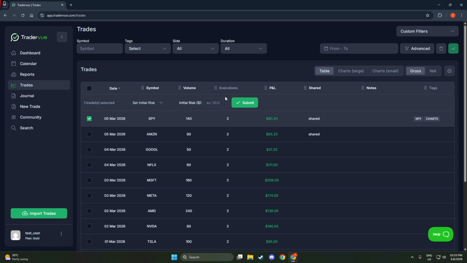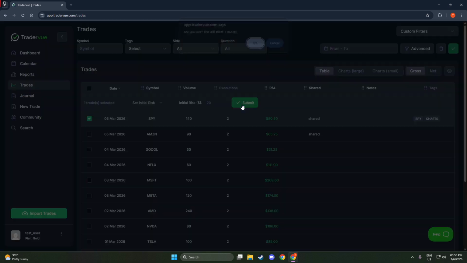Enter the total amount you risked. Think of it as your stop distance multiplied by your position size. For example, if your stop was 40 cents away, and you took 100 shares, your total risk was $40. If you risked $20 total, simply enter 20. Keep it precise and consistent with how you plan the trade. This number is your R, and it becomes the foundation for all risk-reward calculations going forward for this trade.